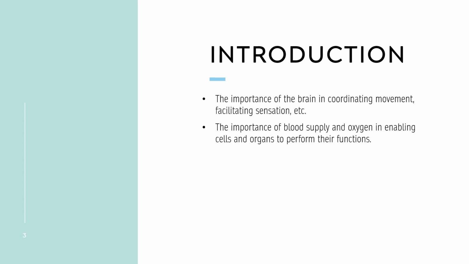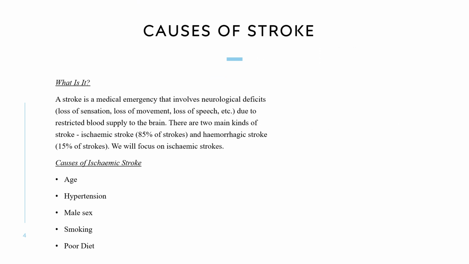And hopefully you also understand that blood supply and oxygen is absolutely critical in ensuring that cells and organs all around the body are able to perform their functions. It's important that cells can respire, and in order for that to happen, blood supply to the area needs to be there to deliver oxygen. And the brain is no different in this respect. Blood supply to the brain is absolutely of the highest importance. So what exactly then is a stroke?